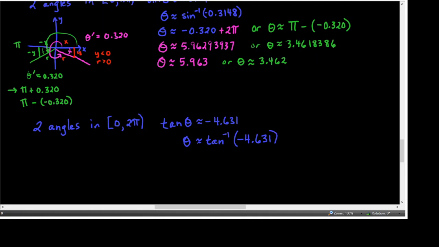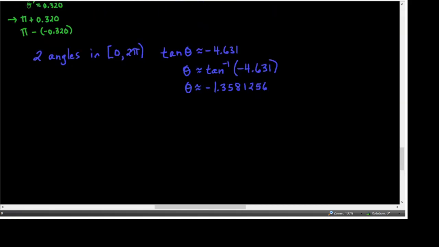So you get an answer that is negative 1.3581256. That's what you see in your calculator. Maybe a few more digits, I don't know how your calculator's set up. And this is kind of like the last one. The negative answer is not acceptable.